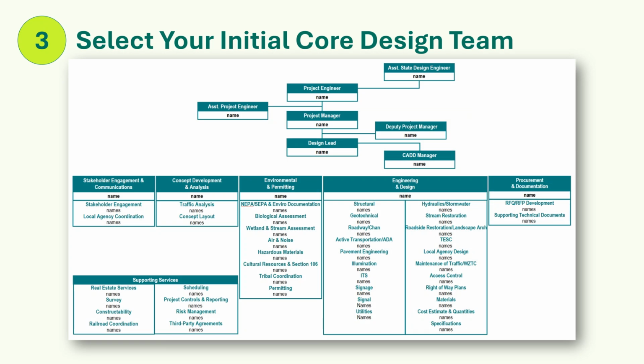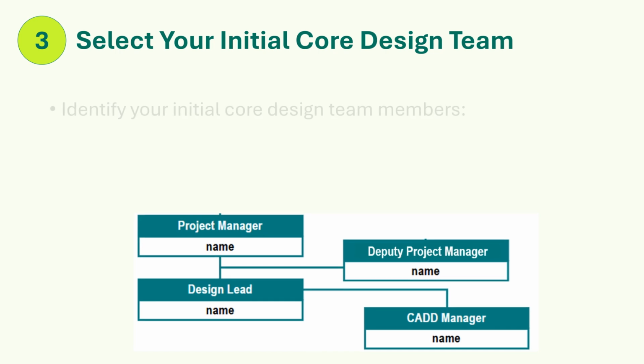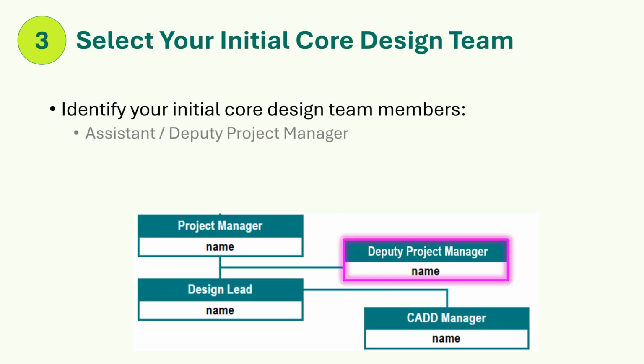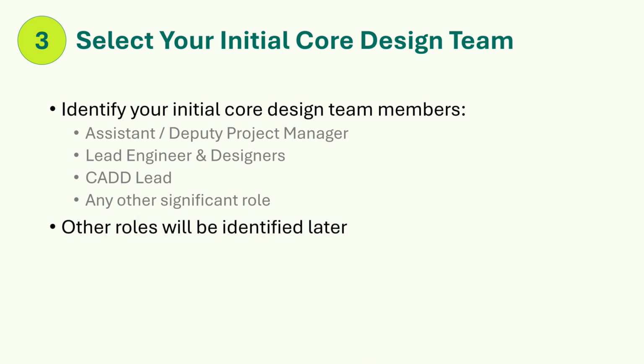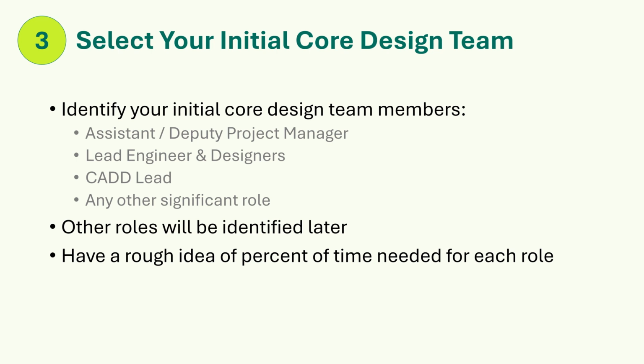Step 3. Select your initial core design team. Identify your initial core design team members as appropriate for the project scope and scale. Initially, you should identify an assistant or deputy project manager, lead engineer, designers, CAD lead, and any other significant role you need for the project. Other roles will be identified later in the process. Your project engineer might already have some suggestions for you. Discuss your identified team members with your supervisor and each of their supervisors to confirm their availability. You should have a rough idea if you need 25%, 50%, 75%, or 100% of their time, and maybe which months you would need them.